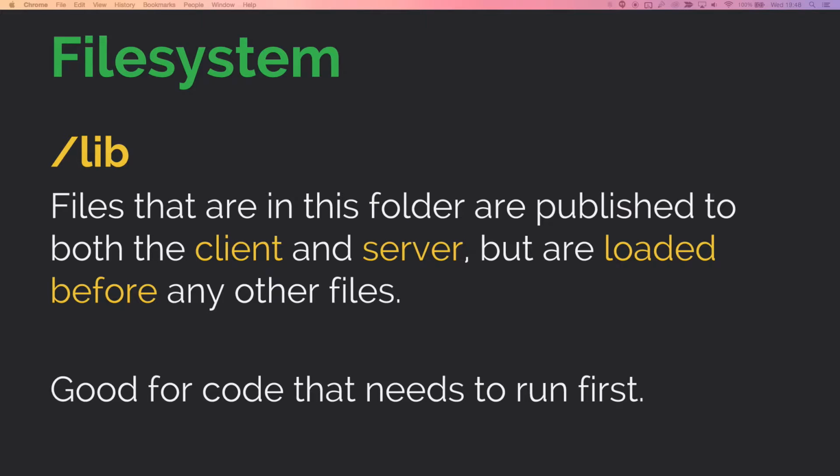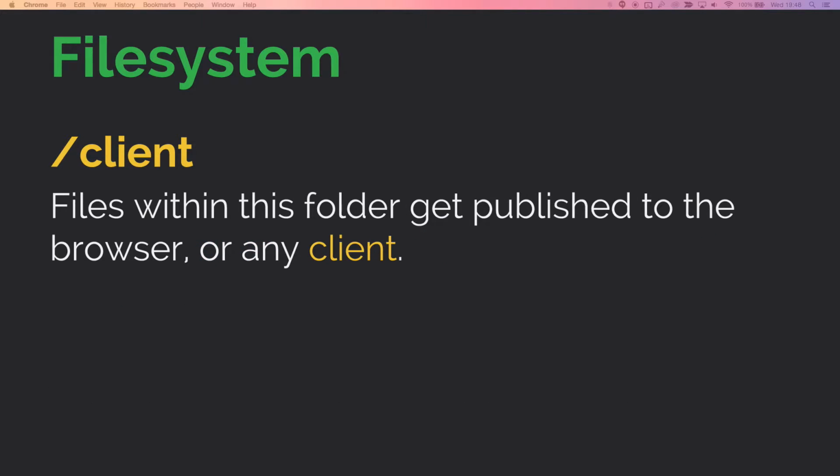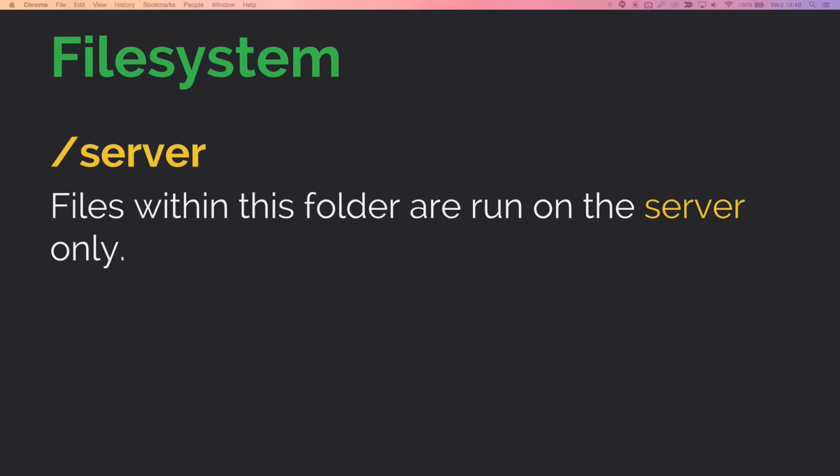In the lib directory, you can publish code files to the client and the server, but by putting them in the lib directory, you are explicitly defining those items as items to be loaded first, as priority items, right? Because they're libraries. Things that are loaded after them will use them, and they must be loaded and ready to execute. The client directory, as you might guess, holds files that go to the client. And on that same pattern, the server directory holds files that go to the server.